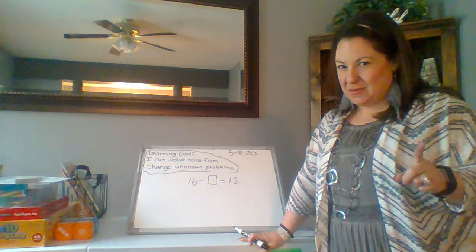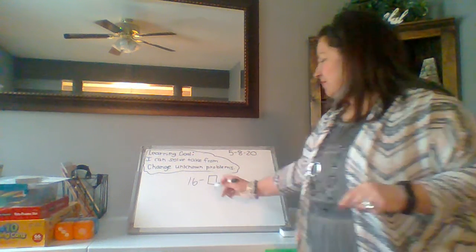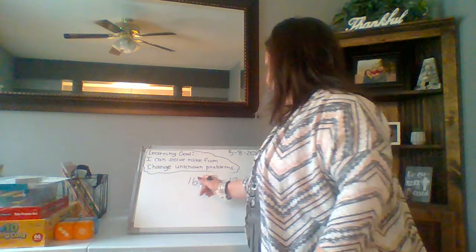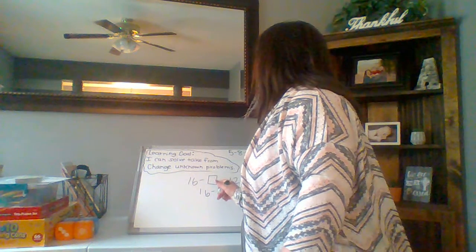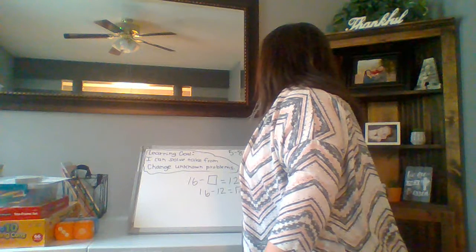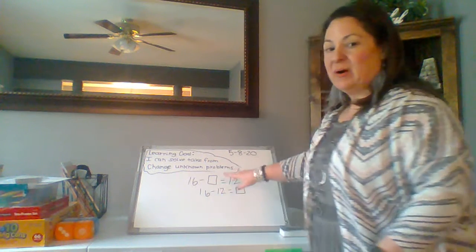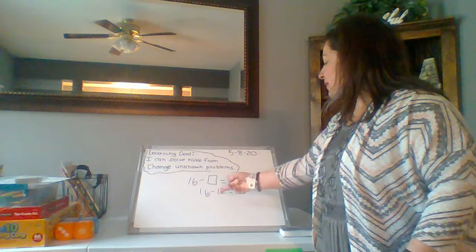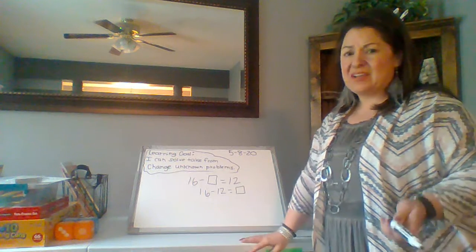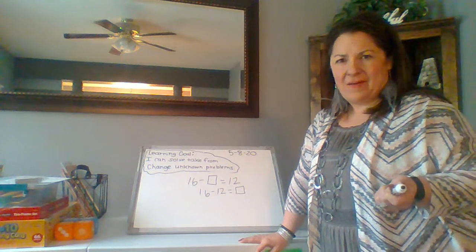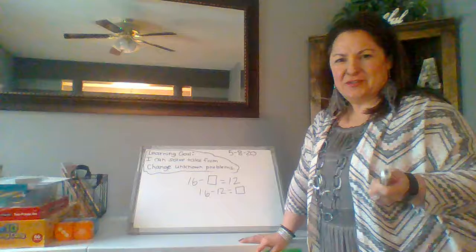So I'm going to show you a tip that I use. This is how I would solve that problem. I would change that to look like this. So I would take these two parts at the end, and I would flip them. Now, you might be wondering, well, why are you able to do that, Mrs. Anderson? Are you sure about that?